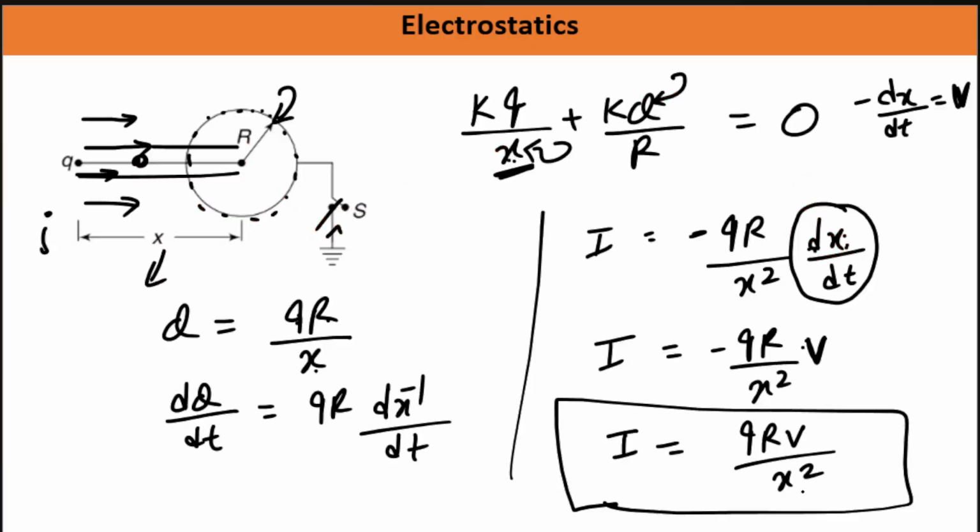So as x decreases with time, the current will increase. We can also understand this by reasoning: if x is decreasing, the potential will increase on the surface. So in order to make it zero, we need to allow more negative charge to flow from earth to the surface. So the current is inversely proportional to x squared.